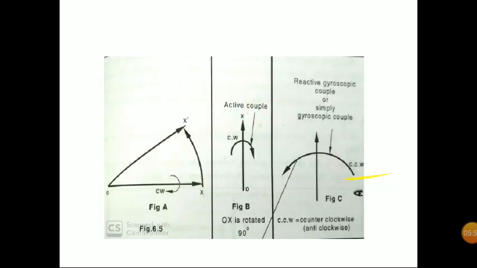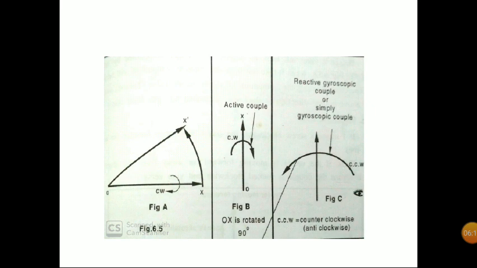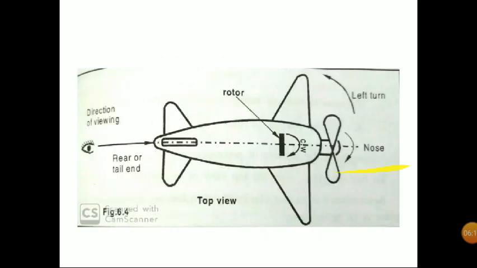OX means the axis of the aircraft. If you are taking the axis, it means the axis of spin, which we have already discussed in the previous section. In the axis of spin, the rotor is rotating in the clockwise direction. So the rotor is marked here in a clockwise direction, and you can see here that the aeroplane is taking a left turn when viewing from the rear end.